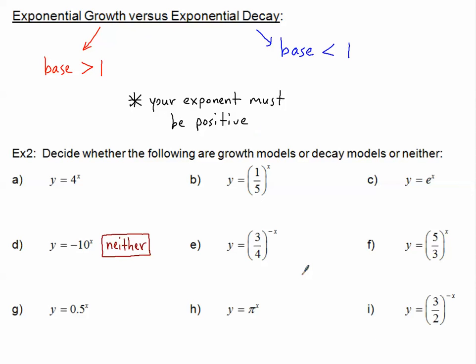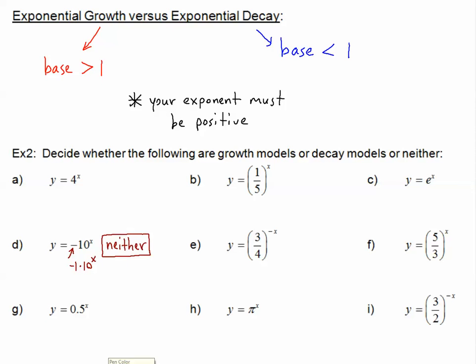So I hope you were successful with that one. We're talking about part D. This is the one function that is not like any of the other ones because we have a negative value for a. This is like a negative 1 times 10 to the x power. And when you have a value of a that is negative, then we don't call that either growth or decay. In fact, we would just call that neither.